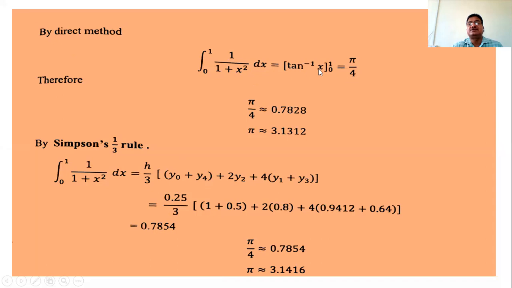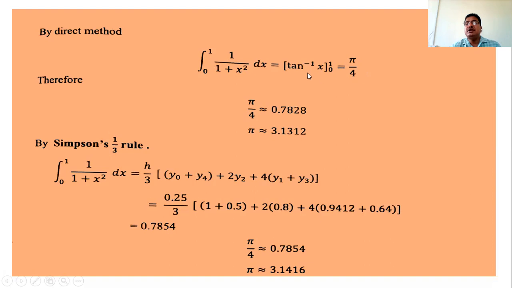The integration of 1 by 1 plus x square dx is tan inverse x. What is the derivative of tan inverse x? It is 1 by 1 plus x square, and therefore the integration of 1 by 1 plus x square is tan inverse x, and the limits are 0 to 1. Then find the value at the upper limit, that is tan inverse 1 minus tan inverse 0. Tan inverse 1 is pi by 4, and tan inverse 0 is 0, and therefore we have the answer pi by 4.